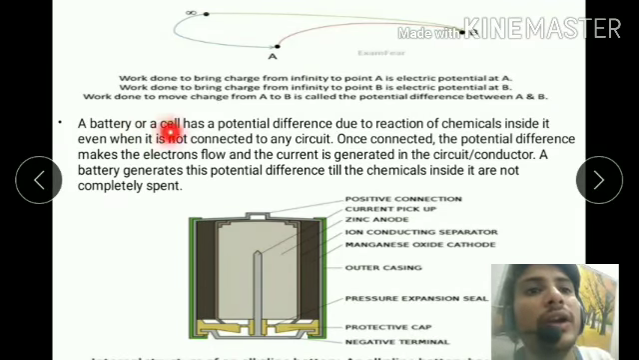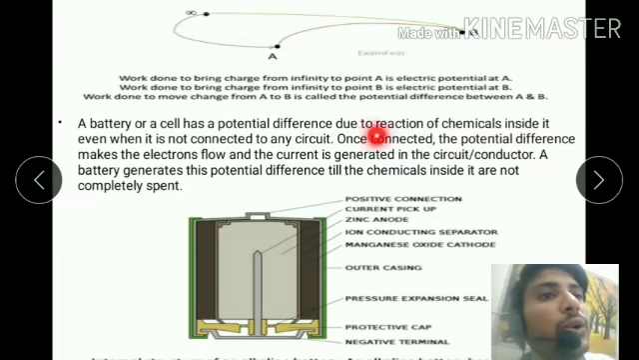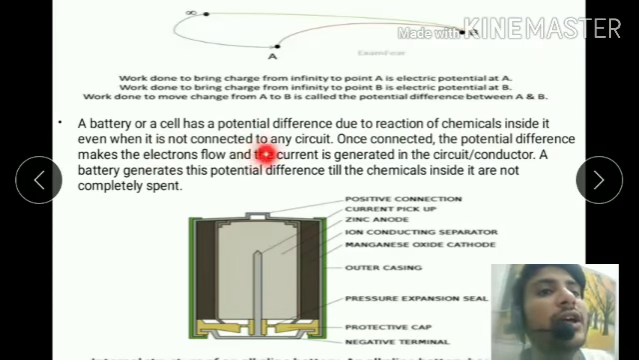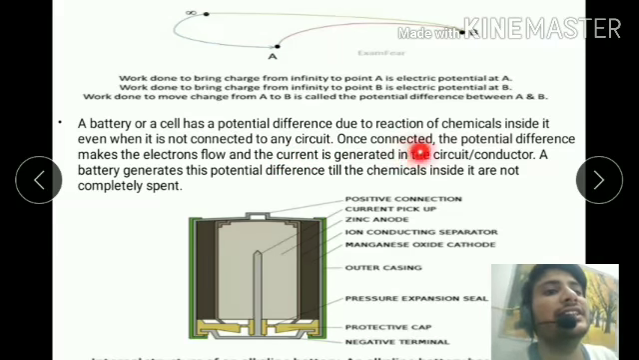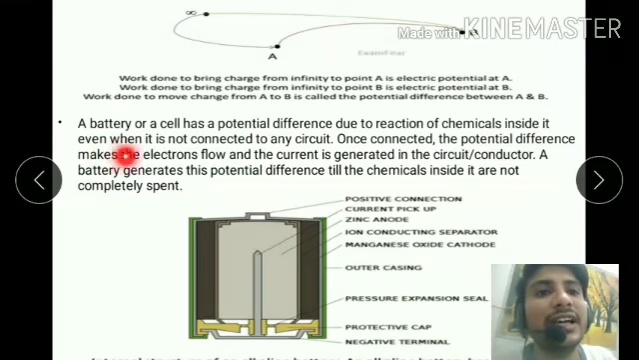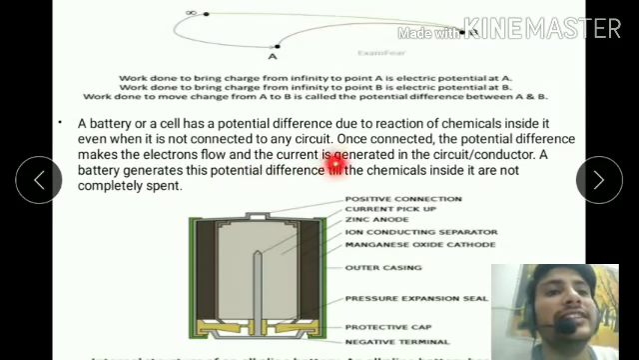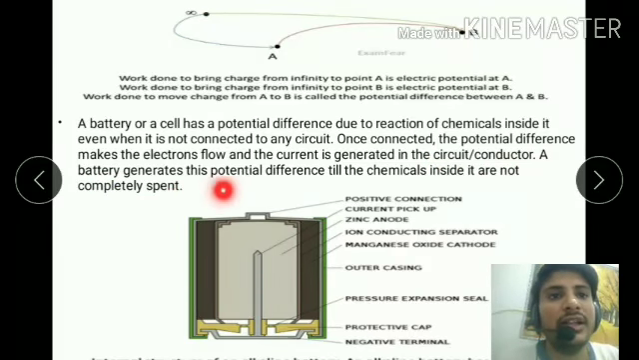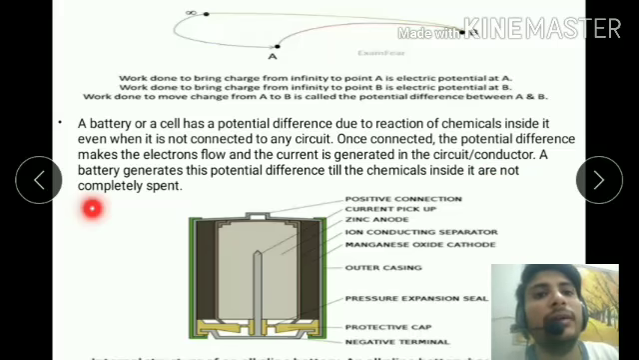A battery or a cell has a potential difference due to the chemical reaction inside it, even when it is not connected to any circuit. Once connected, the potential difference makes the electrons flow, and current is generated in the circuit conductor. A battery generates this potential difference until the chemicals inside it are completely spent.